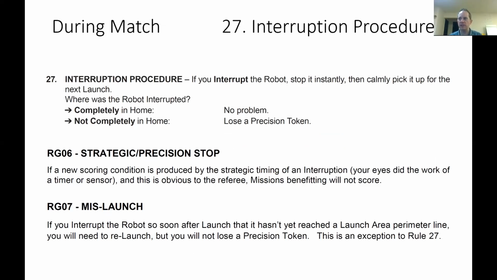A couple of caveats with this. Robot Game Update 6 says if a new scoring condition is produced by the strategic timing of an interruption, meaning it mattered within a second or two, or less than a second, when you stopped the robot, and if that's obvious to a referee, then you don't benefit from that mission. You don't get a score. If you're pushing something out onto the table, and the idea is that you're going to stop the robot right as it's in the right place and pull it back, that doesn't count. If the robot comes to a stop there and you decide, okay, now I'm going to grab the robot, you're okay.